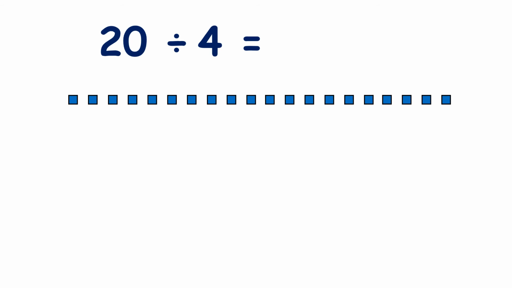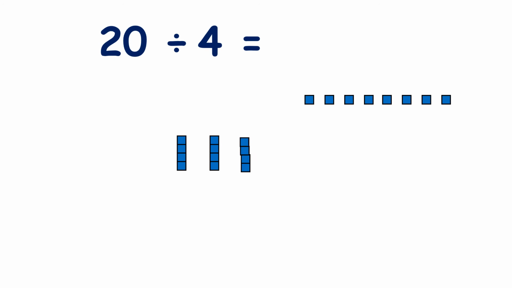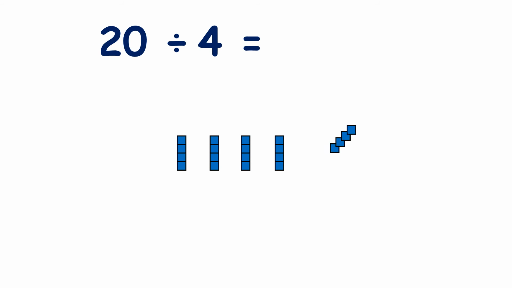Now pause the video and see if you can divide 20 by 4. So if we're grouping, we need to make groups of 4 from these 20 blocks. So we can make 1, 2, 3, 4, 5 groups. So 20 divided by 4 is 5.